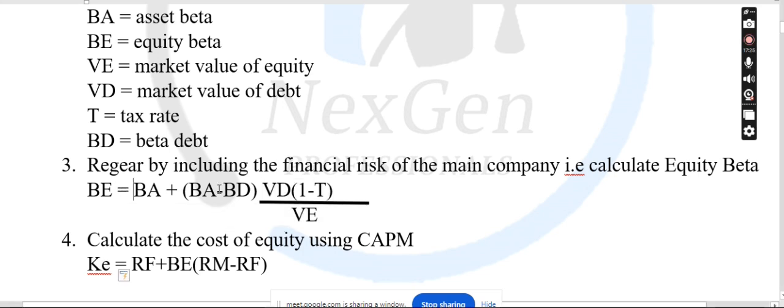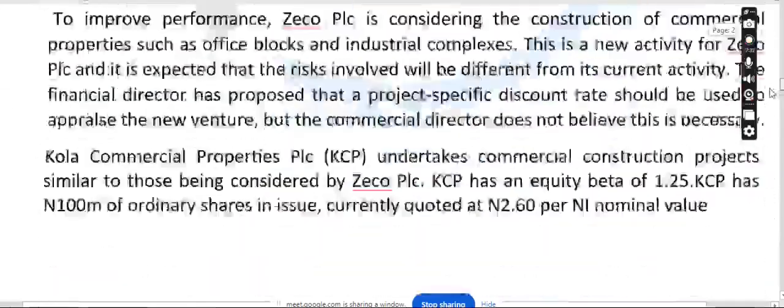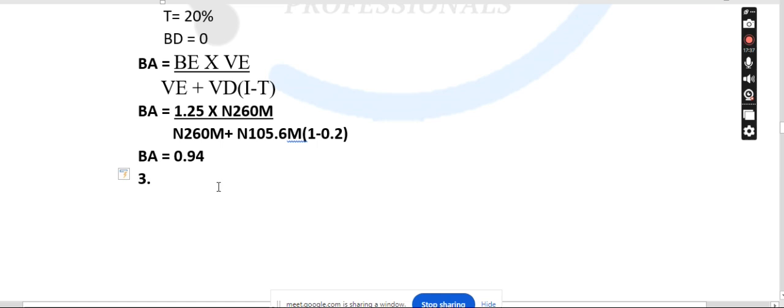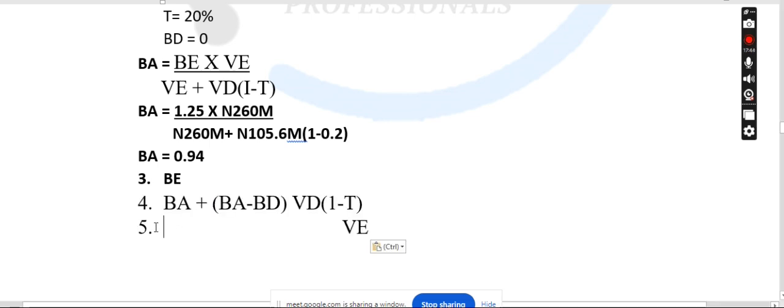Class, are we together? Yes, sir. Okay, we move to this. What do we need from this part? In step 3, we have to calculate the BE, the equity beta. So what do we have? Now, BA, we've already gotten our BA.